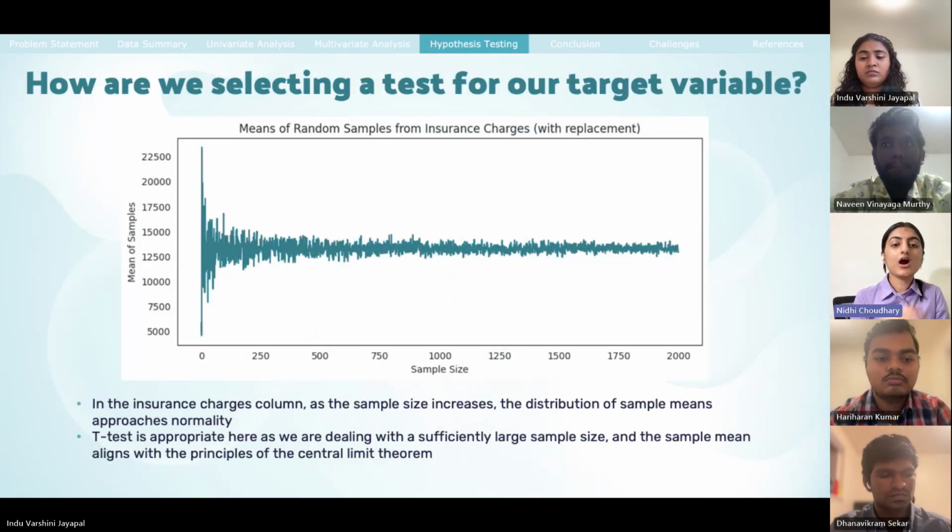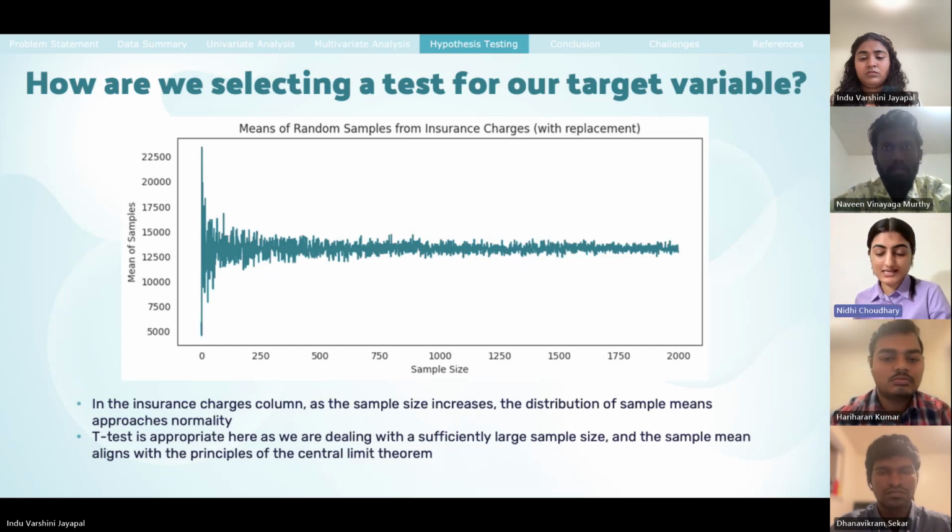So here we'll see how we are selecting a particular test for our target variable. From this graph, we can see that on the y-axis, we have the means of the samples and on the x-axis, we have the sample size. From this graph, we can interpret that as the sample size is increasing, the distribution of sample means approaches normality. Hence, we can say that a t-test is appropriate as we have a sufficiently large sample size. And the second reason is that the sample mean aligns with the principle of the central limit theorem. Moving on to the next slide.